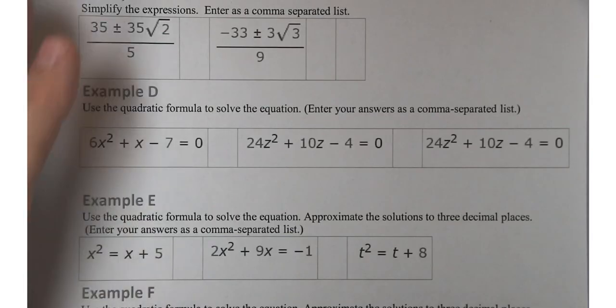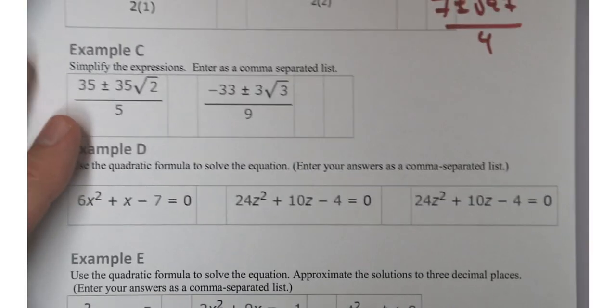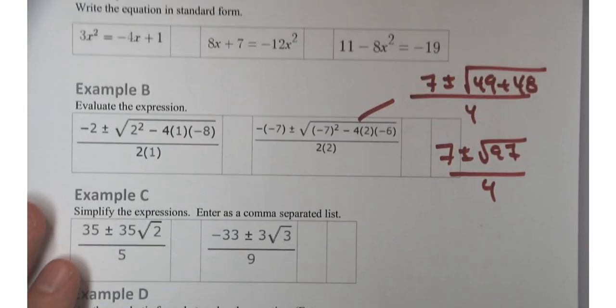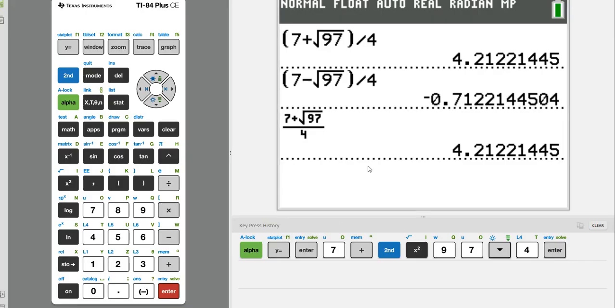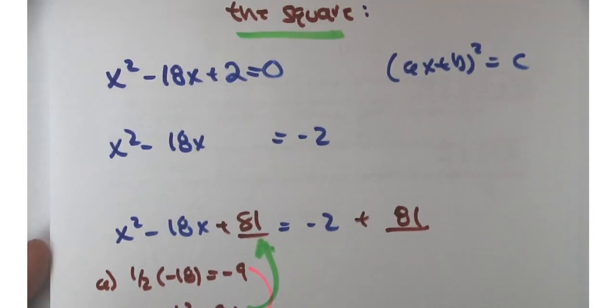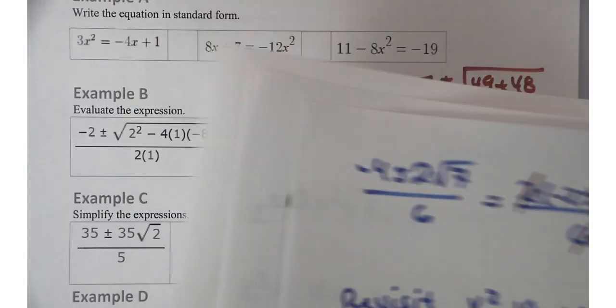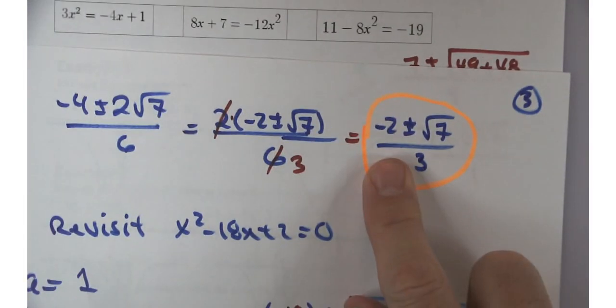Let's do another one just to practice simplification here. Question? Yes. Very first one we did. This one? Oh, not that one. Oh, okay. Yeah, so the final answer was negative 2 plus or minus square root of 7 over 3. Okay.